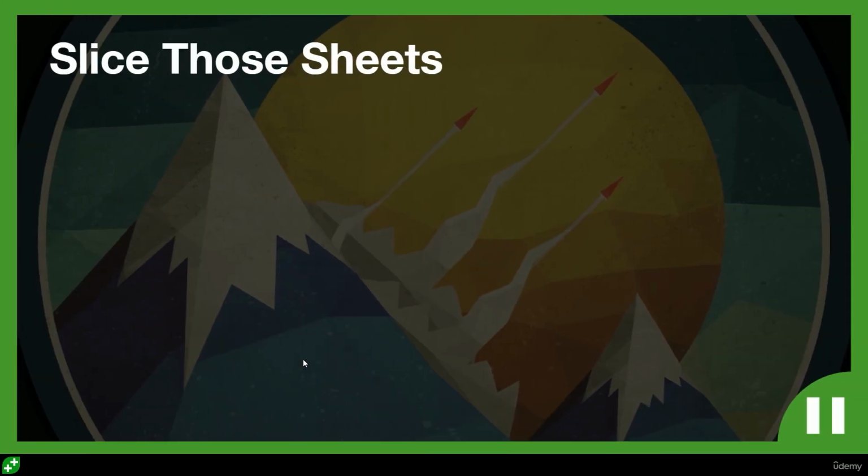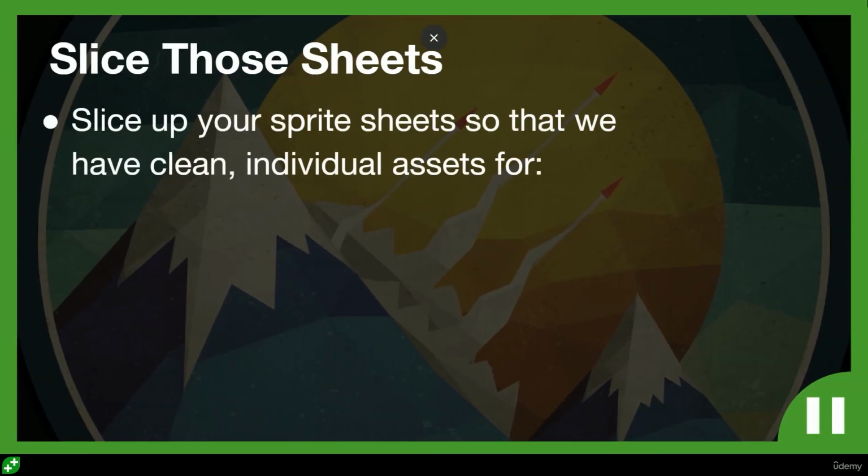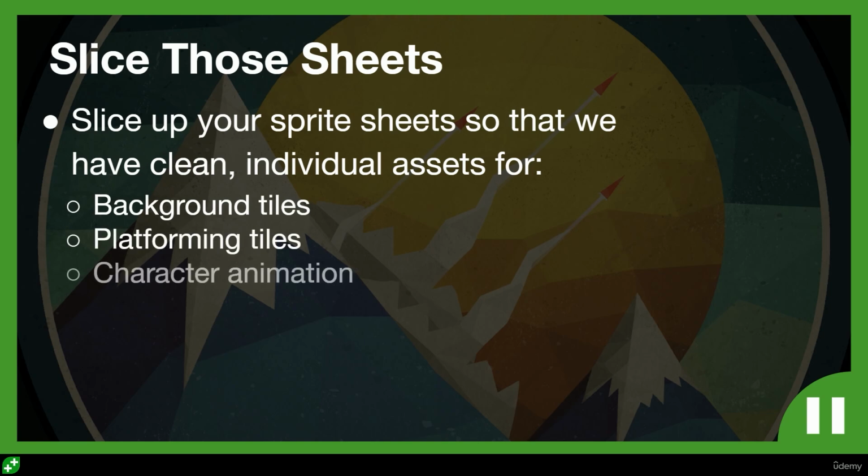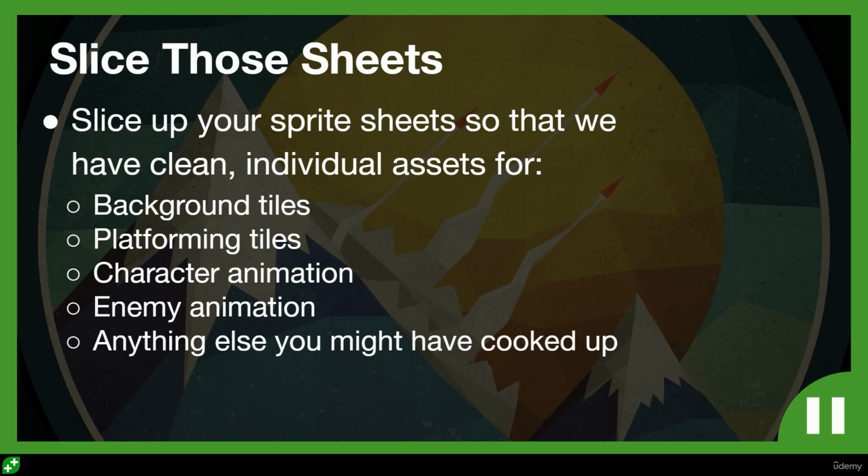I'm going to set this to you as a challenge. Slice up those sheets so we have clean individual assets for background tiles, platforming tiles, the character animation, which I've done already, the enemy animation, which you've got access to, and anything else you might have cooked up when you went and grabbed assets or when you created your own assets. So there's your challenge. Pause the video, take that on, and I'll see you back here when you're done.